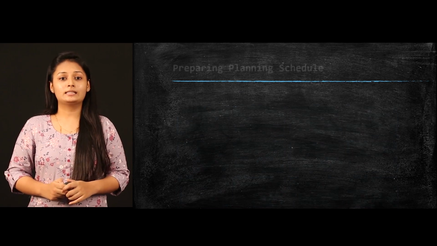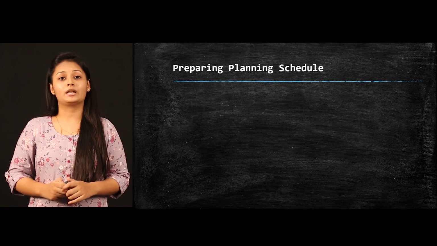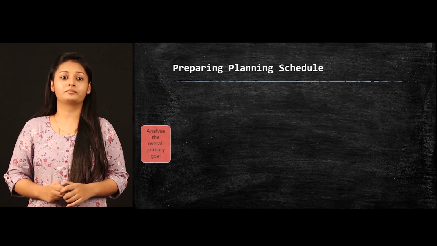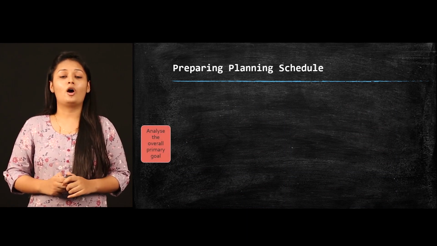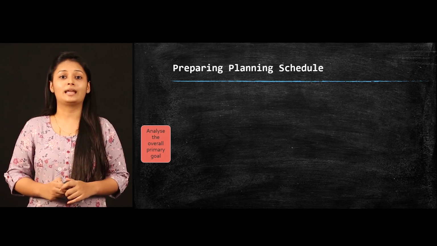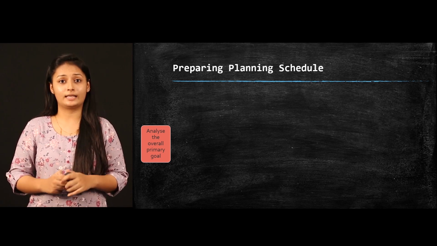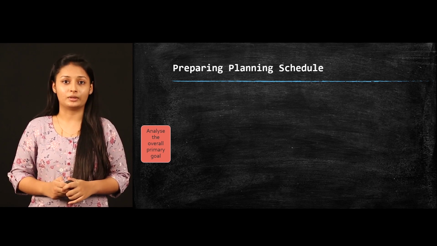So now let's discuss preparing the planning schedule. What are the steps involved in the preparation of the planning schedule? The first and the main step is analyzing the overall primary goal. It is the main objective and the main duty of the event manager to analyze the primary objective of the event. That means whether the event is an organizational, celebration event, or an educational or any fundraising event.